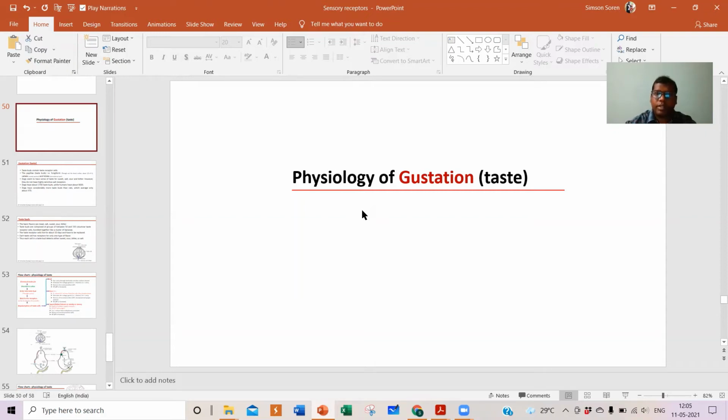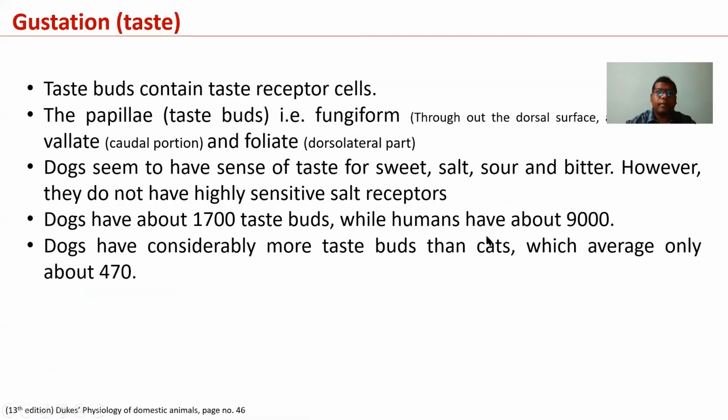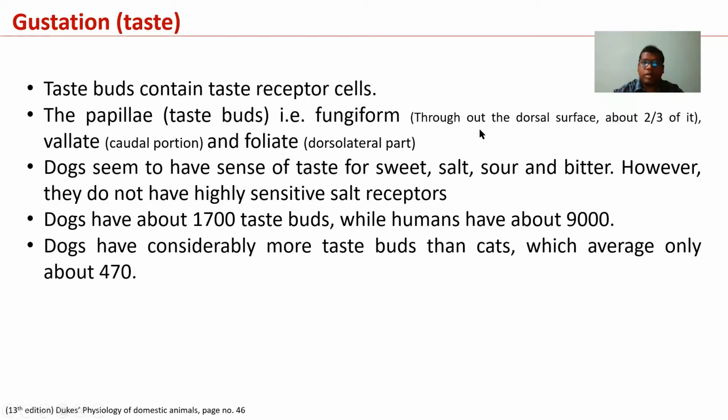Physiology of gustation, or taste. Let us see some of the general points. Taste buds contain taste receptor cells. The papillae, that is, the taste buds, are fungiform, which is distributed throughout the dorsal surface, about 2/3 of our tongue. Then vallate, caudal portion of the tongue, and foliate, dorsolateral part of the tongue.